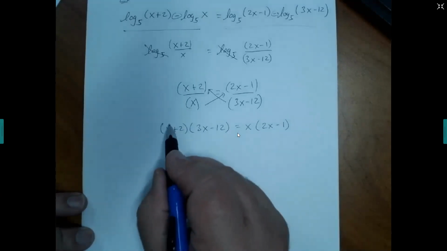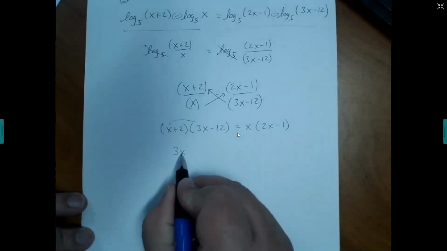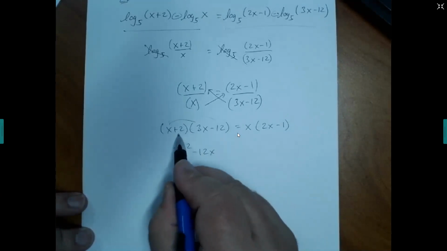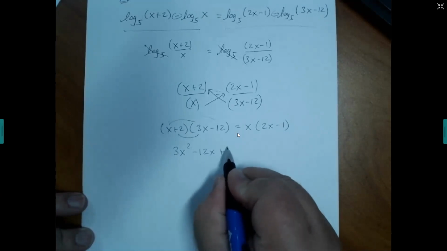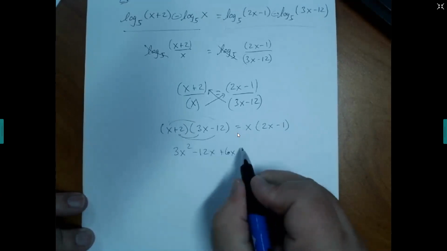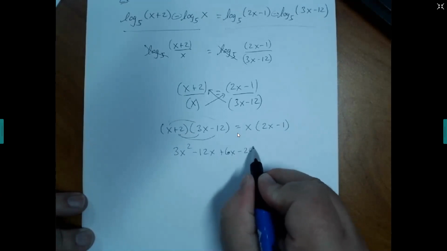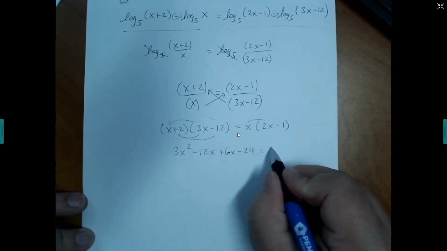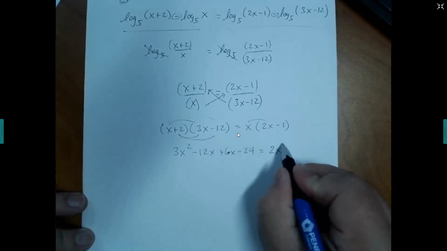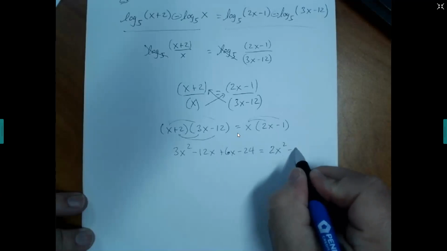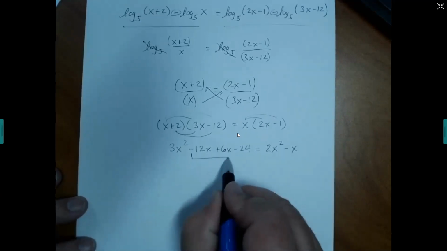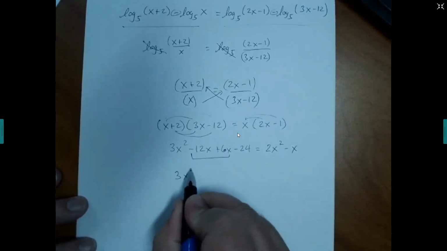Now FOIL. x times 3x is 3x squared. x times negative 12 is negative 12x. 2 times 3x is positive 6x. 2 times negative 12 is negative 24. This is equal to x times 2x is 2x squared, x times negative 1 is negative x. Whenever you get rid of parentheses, always combine like terms.